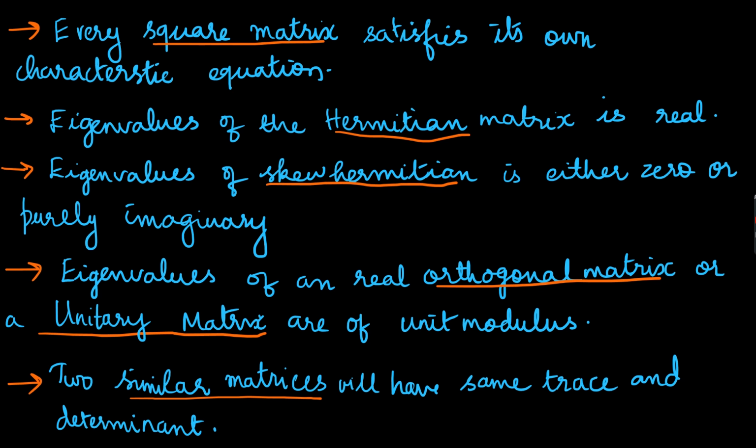And next is that two similar matrices will have the same trace and determinant. If you have two similar matrices, a question may say that matrix A and matrix B are similar by a similarity transformation, and they give the trace for one matrix, and also its determinant. Then you are asked to find the trace and determinant for the other matrix.